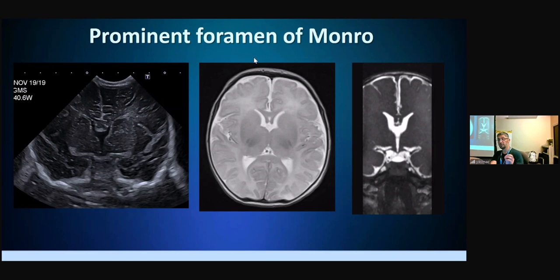Sometimes the foramen of Monro is prominent. For example, here, the lateral ventricle and the third ventricle. The foramen of Monro is prominent even on the MRI. So this and partially absent septum pellucidum, do they need to be further investigated? No. And this is just a normal variant.